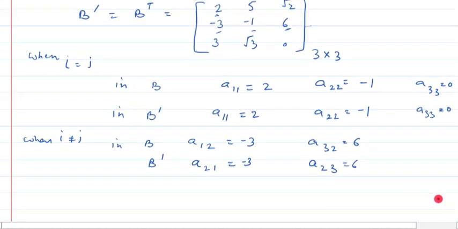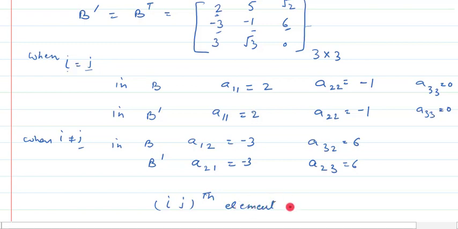So we observe that when i is equal to j, means for the diagonal elements in the case of a square matrix, there is no change. The position of diagonal elements remains the same. But the position of non-diagonal elements, means when i is not equal to j, gets interchanged. The ij-th element converts to the ji-th element in the transpose.